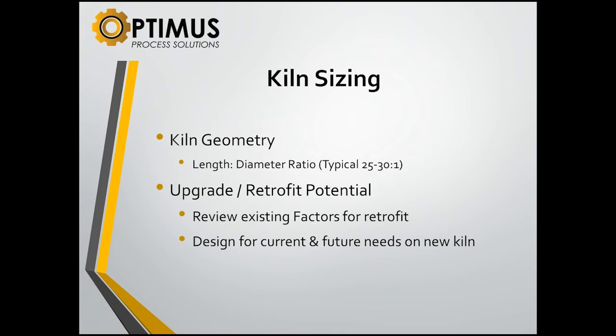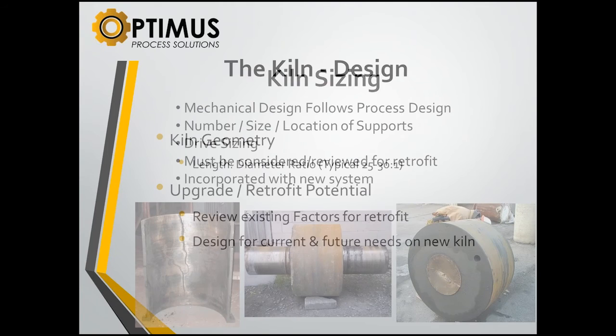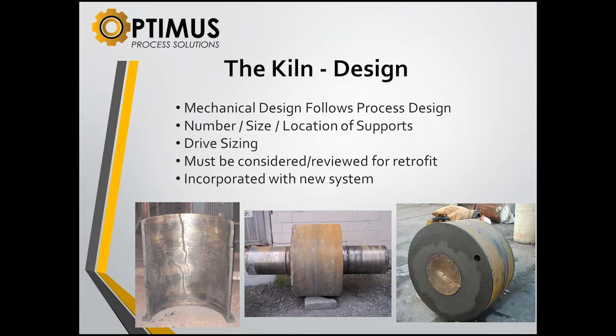Kiln sizing, also kiln geometry, comes into play. Typical length to diameter ratio is somewhere between 25 to 30 to 1. Kilns equipped with external dryer systems or flash dryers are typically on the lower range. Straight or conventional kilns are typically on the higher range. This is important when you look at upgrade or retrofit potential with an existing kiln.